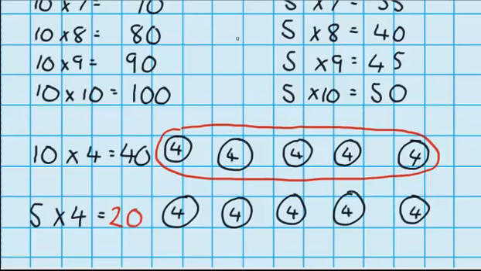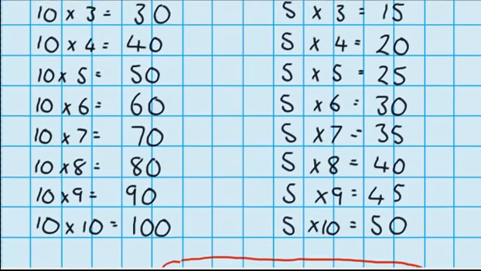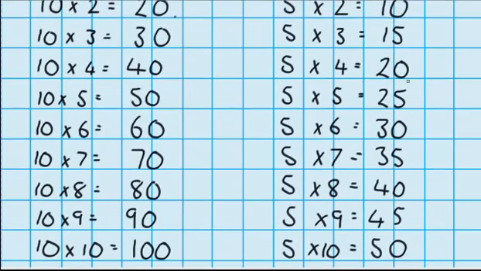Let's have a think about the important things to remember from this lesson. Well, we learnt that the answer to our 5 times tables always ends in either a 0 or a 5. And we also learnt that the answers to our 5 times tables are half as big as the answers to our 10 times tables.